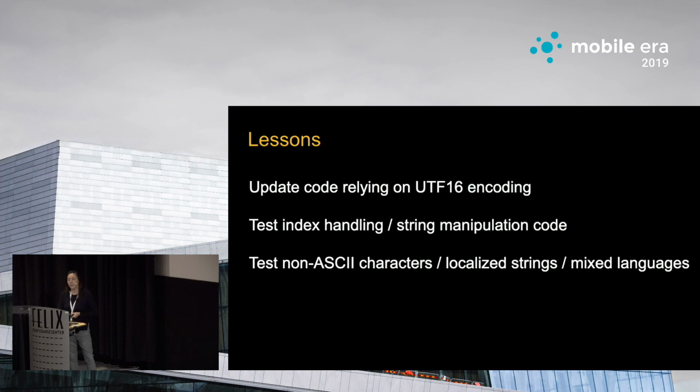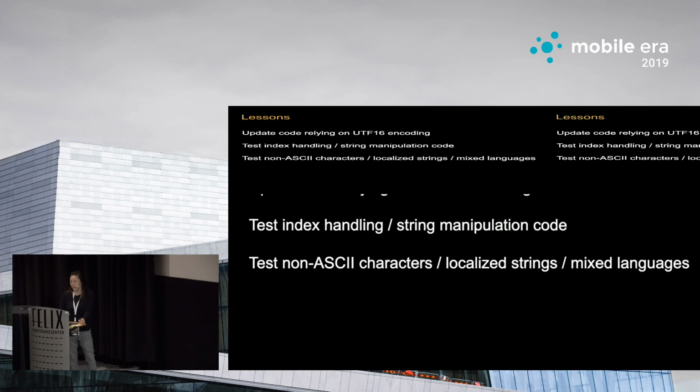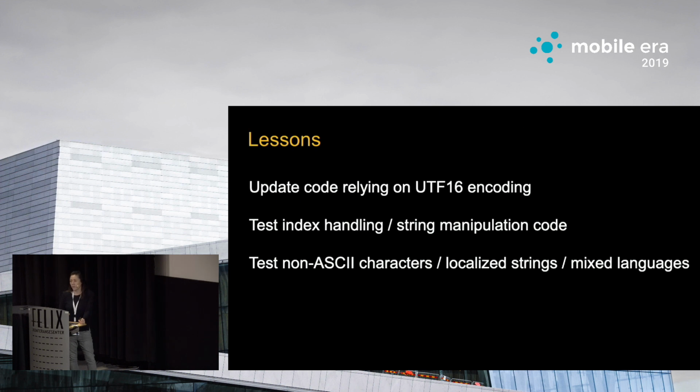The lesson learned here is that if we have code relying on the old UTF-16 encoding scheme, we should actively audit it and update it. One way to do that is to add tests for index calculations or string manipulation code with various inputs, including non-ASCII strings and localized strings, so we can catch bugs earlier on and avoid crashes.